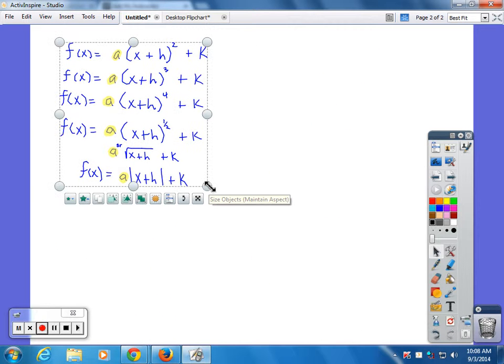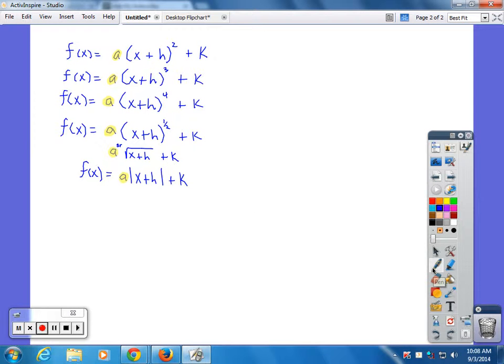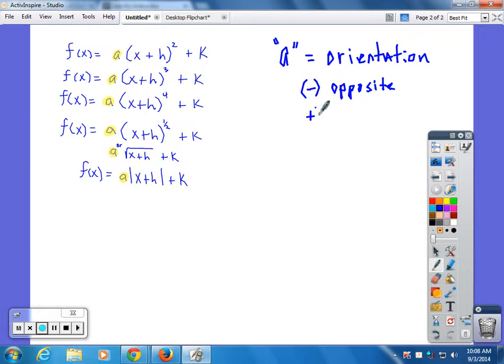Okay, y'all got those written down? Y'all ready for that one? All right. The A's are for orientation. Meaning, if it's wide, if it's skinny, if it's upside down, if it's right side up, what tells you what? Well, if A is negative, it's the opposite of the normal form, which I just showed you. The normal forms, I call them parent graphs. So if you have a negative A, that means you take your parent graph and you do what? Flip it. So if it's negative, it's opposite. If it's positive, it looks like the parent graph.